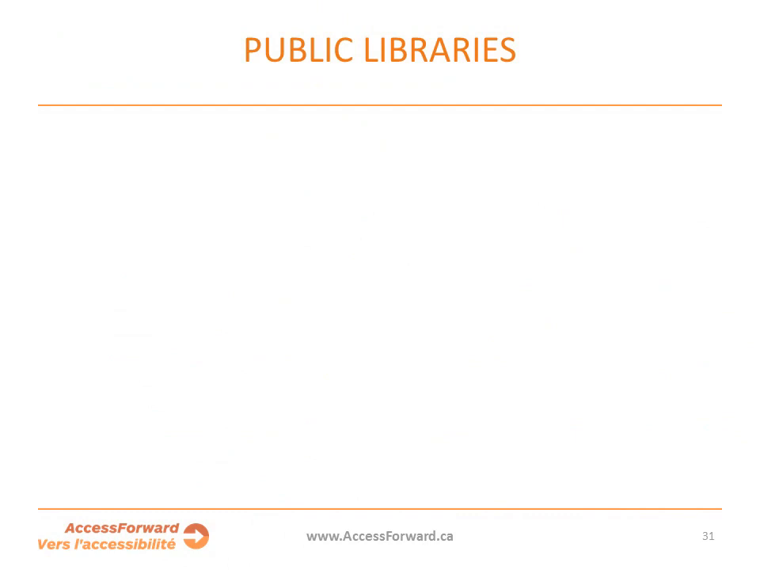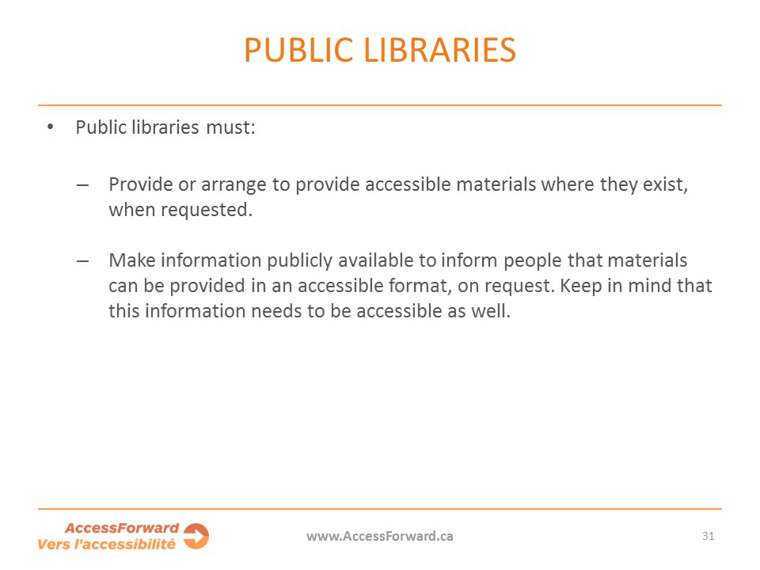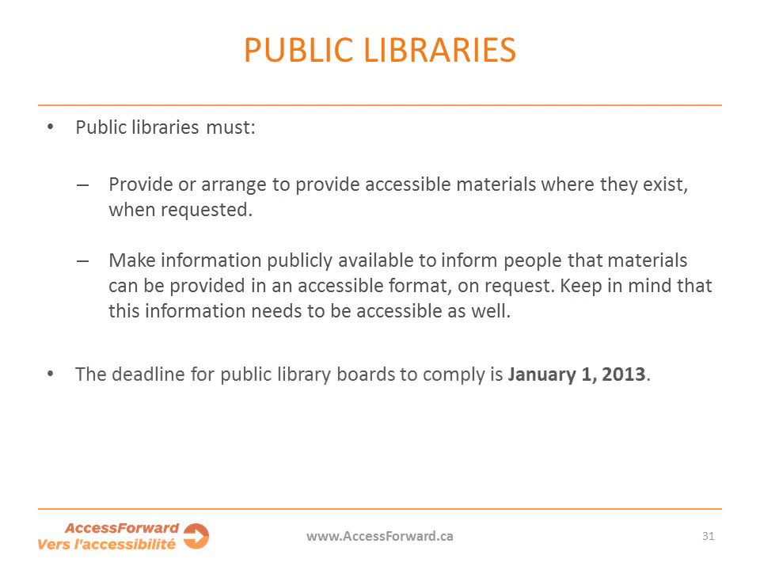Public libraries. Public libraries must provide or arrange to provide accessible materials where they exist, when requested. Make information publicly available to inform people that materials can be provided in an accessible format on request. Keep in mind that this information needs to be accessible as well. The deadline for public library boards to comply is January 1st, 2013.